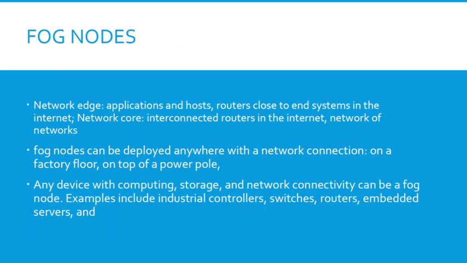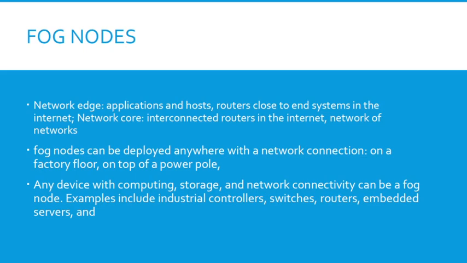The next terminology is fog nodes. Now, the network edge is what? It is an application and host router close to the end system in the internet. And the network core is what? It is the connected routers in the internet, network to networks. That is called the network core.